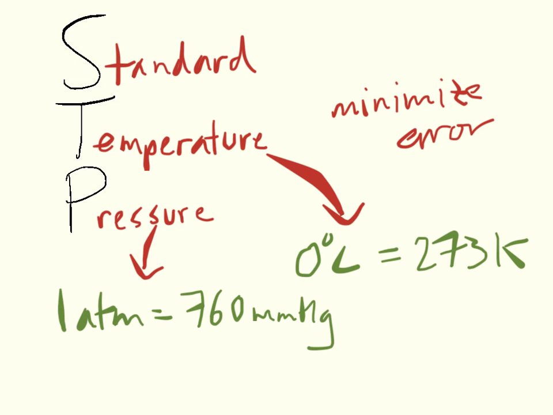The way I like to remember it is that STP is 0 degrees C. That way I always remember the temperature is 0 degrees Celsius, and then using the equation K equals degrees Celsius plus 273, you can convert that value to Kelvin. So let's try a few problems where we test if we know these values.